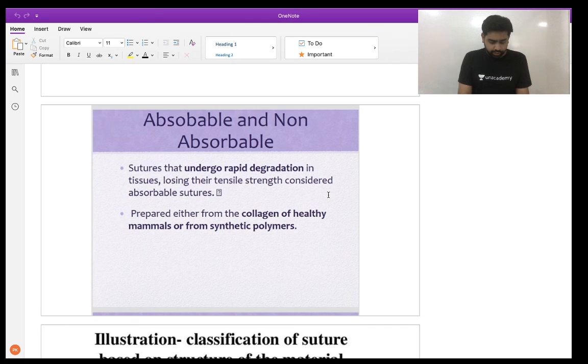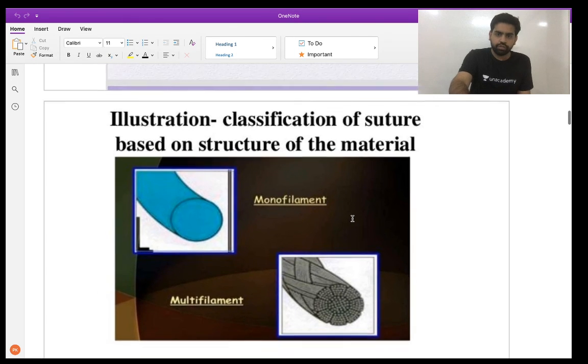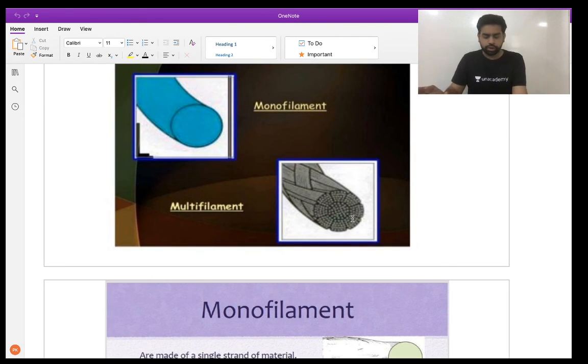Okay, let's move on and talk about it further. Till now we covered that sutures can be absorbable and non-absorbable. What else can the sutures be? They can also be monofilament and multifilament. This is important, but very simple. What do you understand by monofilament suture? If there is only a single strand, it is called a monofilament suture. If there are multiple strands, it is called a multifilament suture.